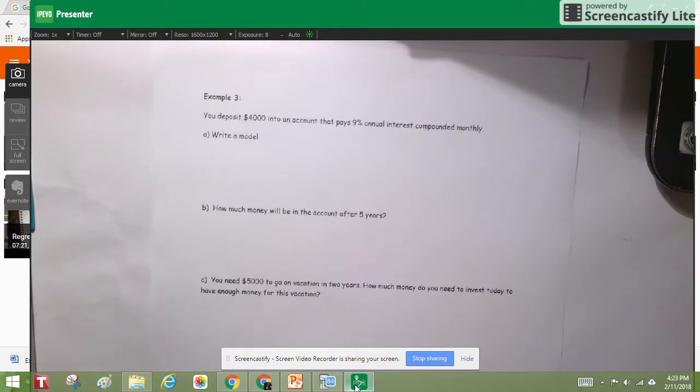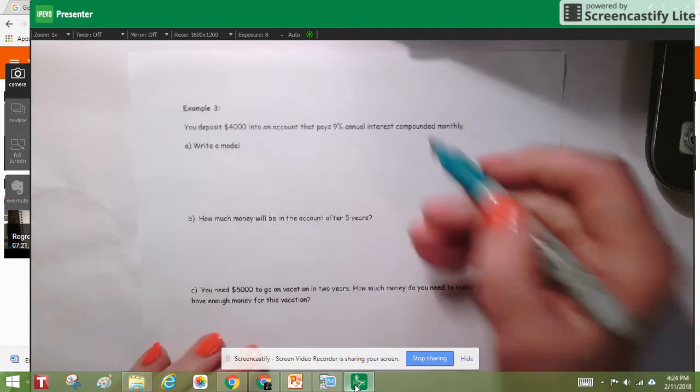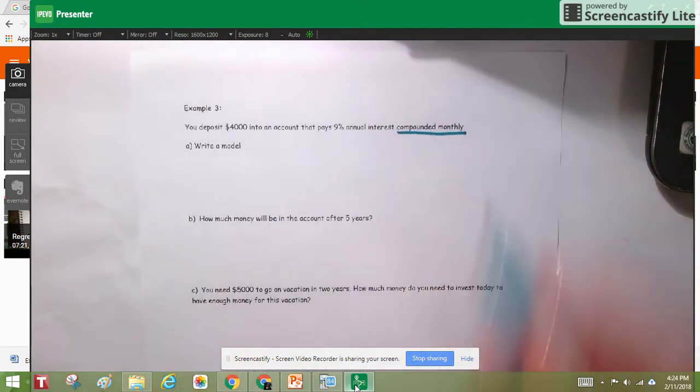Okay, here's our third example. You deposit $5,000 into an account that pays 9% annual interest compounded monthly. So let's decide whether this is exponential growth or exponential decay. First of all, it pays 9%, so your money will be increasing, so you know it is exponential growth. And if you look at the words, it has this word compounded monthly on it. So you know you have to use your compound interest equation.